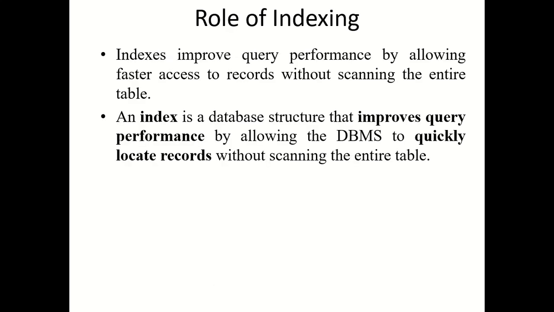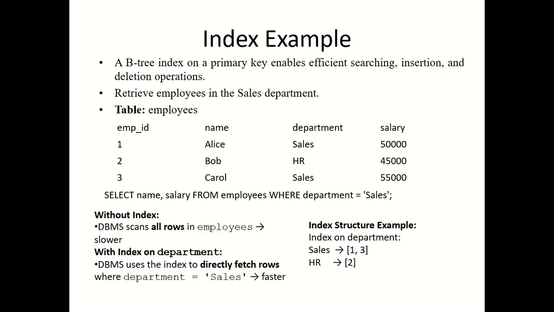Role of indexing. Indexing improves query performance by allowing faster access to records without scanning the entire table. An index is a database structure that improves query performance and allows the database to quickly locate the records without scanning the entire table. One simple example is the B-tree index. The primary key enables searching, insertion and deletion operations. One best example for the index is the B-tree index.